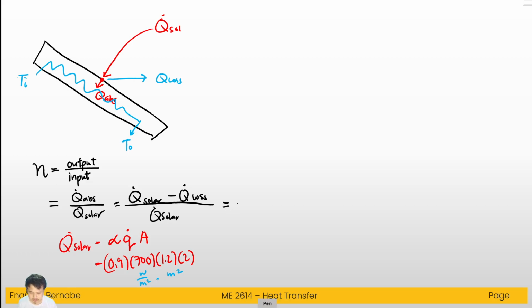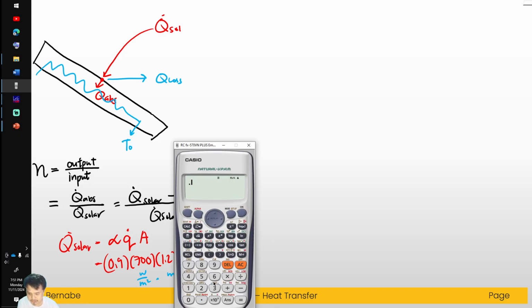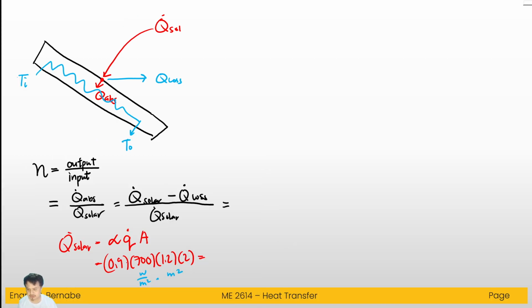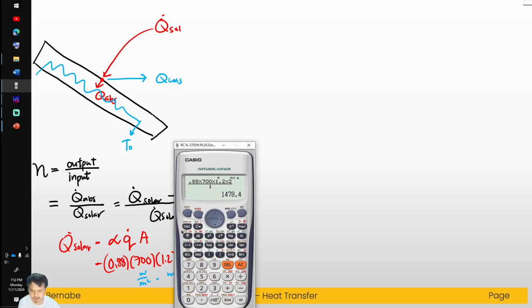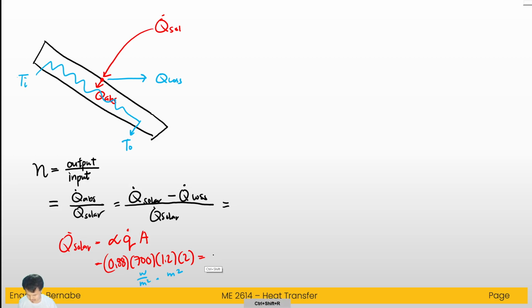Okay, so I'll solve this first. So 0.9 times 700 times 1.2 times 2. Okay. Sorry, we don't need to use the denominator. So we have 1512. Sorry, it should be 0.88. You should include the absorptivity instead of the emissivity. So this will be 1478.4. So in watts, 1478.4.